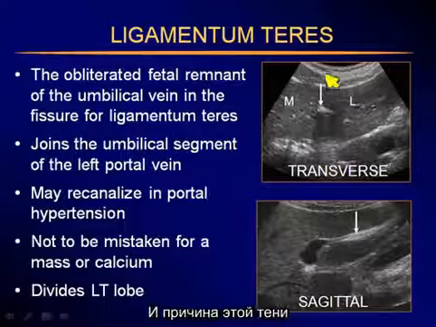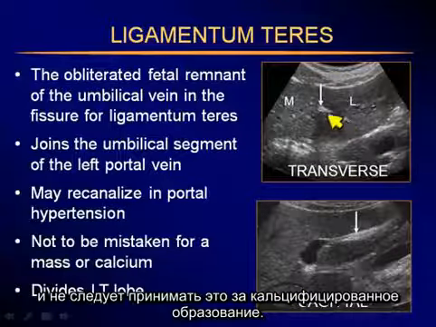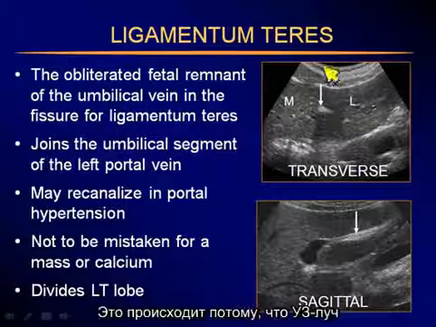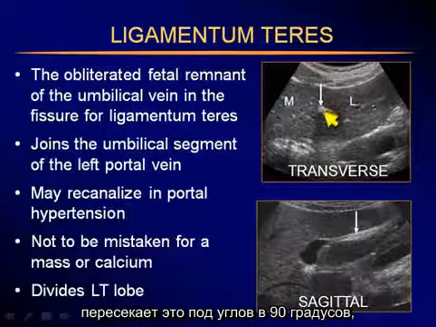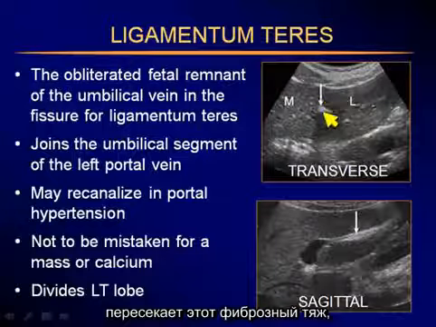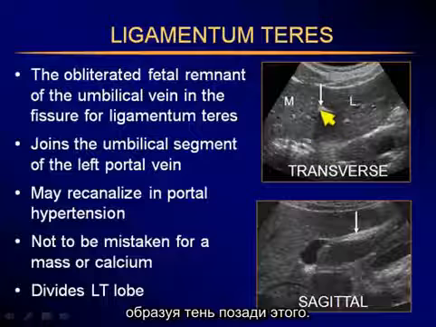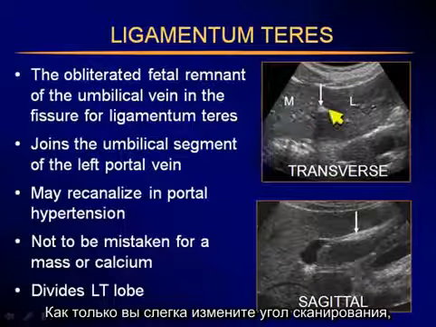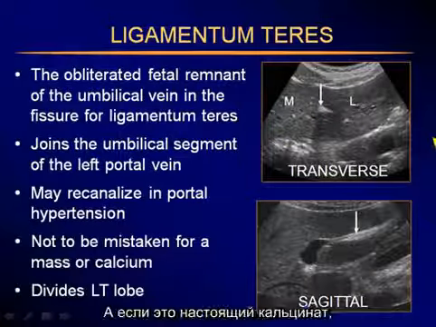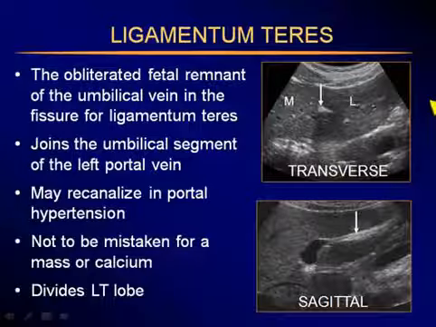And the reason that it shadows is not because it's calcified, and this should not be mistaken for a calcified mass, but it's because the ultrasound beam strikes this at 90 degrees, which is directly striking this fibrous cord, and that shadows behind it. As soon as you change the angle a little bit, that shadowing will disappear. If it was truly calcified, there would be shadowing no matter what angle you come from.